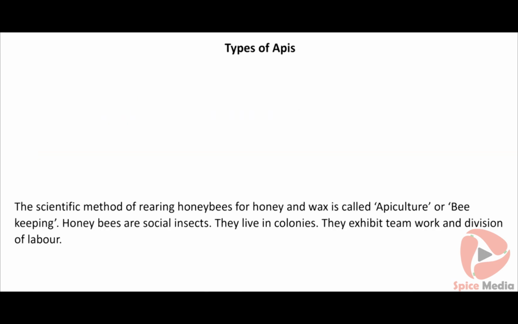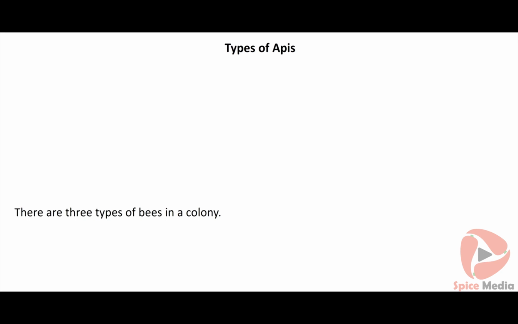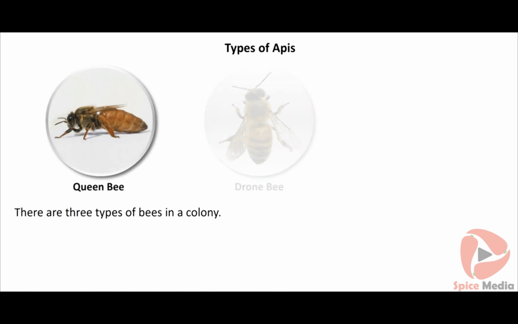The scientific method of rearing honeybees for honey and wax is called apiculture or beekeeping. Honeybees are social insects. They live in colonies. They exhibit teamwork and division of labor. There are 3 types of bees in a colony.